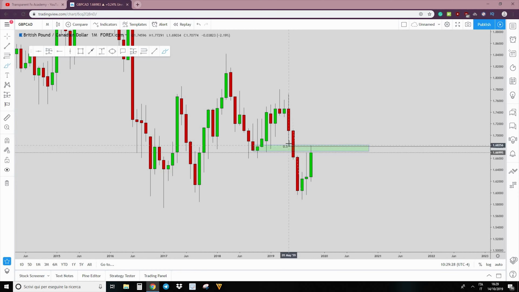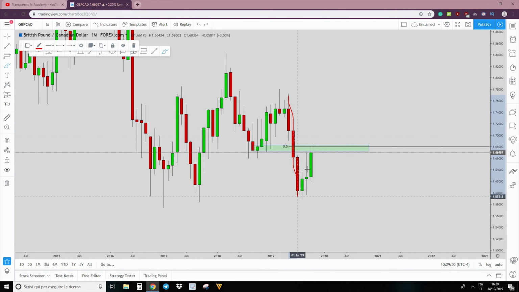Now, strictly speaking, the 50% isn't really a Fibonacci level, but in other words, it is half of this push to the downside. So basically the 50% retracement is 50% of this push to the downside, exactly at half of the push from the high to the low. And the 50% is a very strong level.